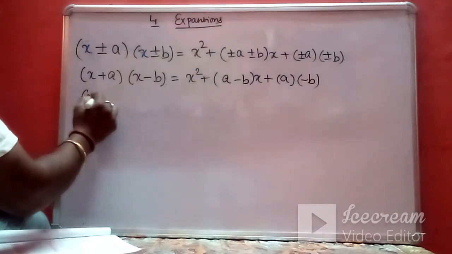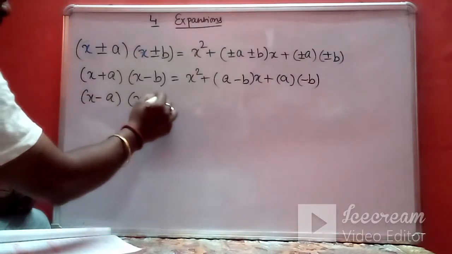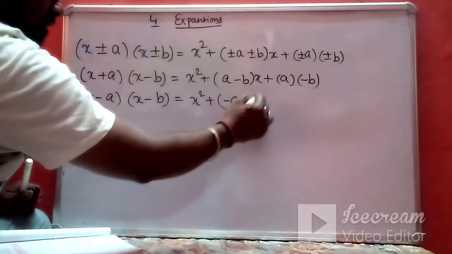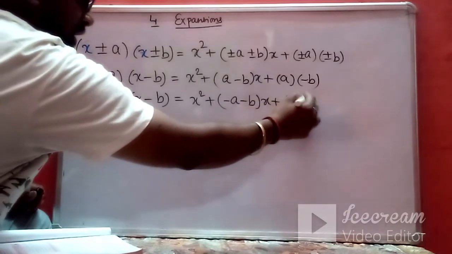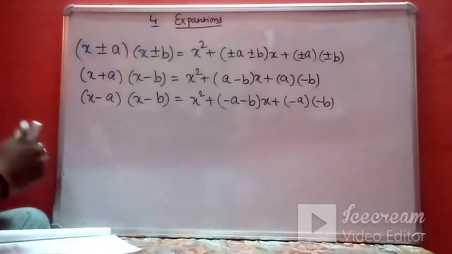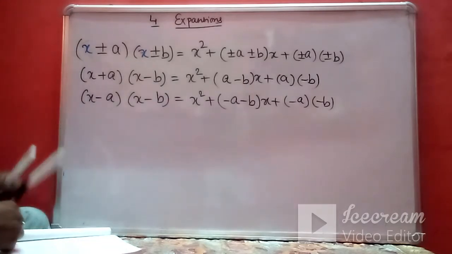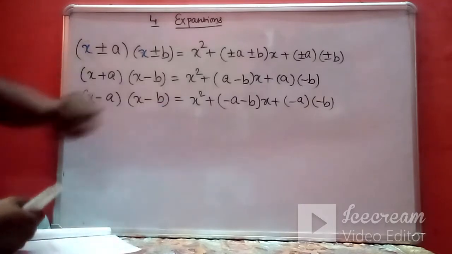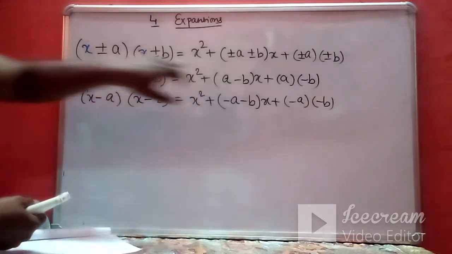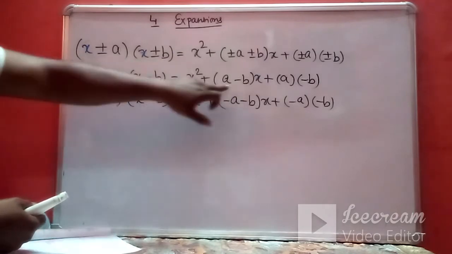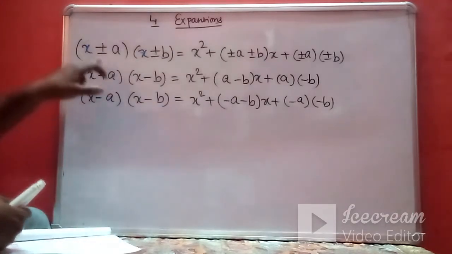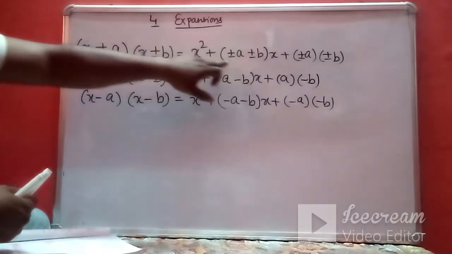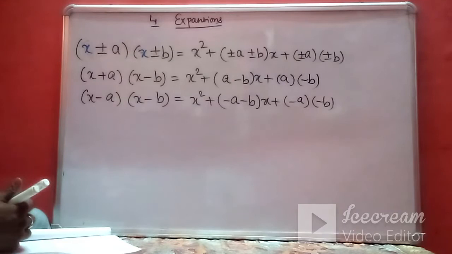Suppose you wish to calculate (x − a)(x − b), again this plus sign will be there. Now it is minus a, minus b, and minus a into minus b. So instead of remembering all the four that are given in your book, you just remember this single identity and keep one thing in mind: you have to use a and b along with their given signs. If plus a is there, we will use plus a. If minus a is there, then we will use minus a. Understood?